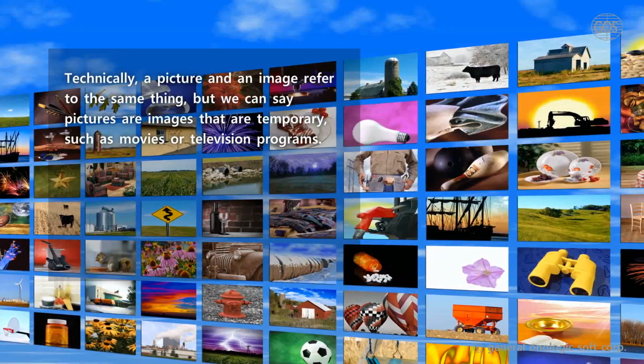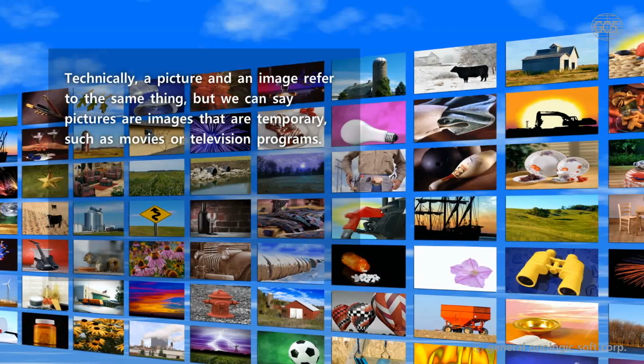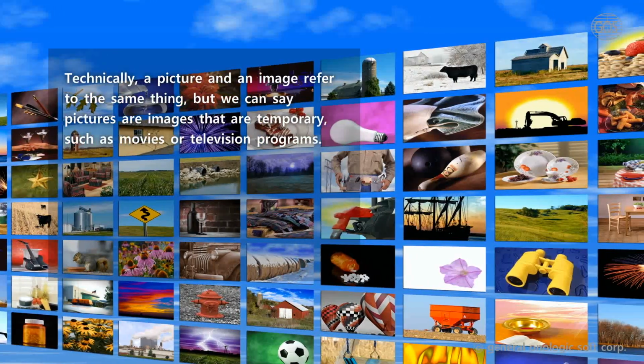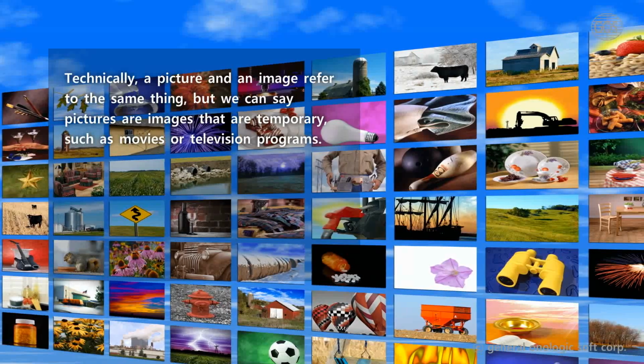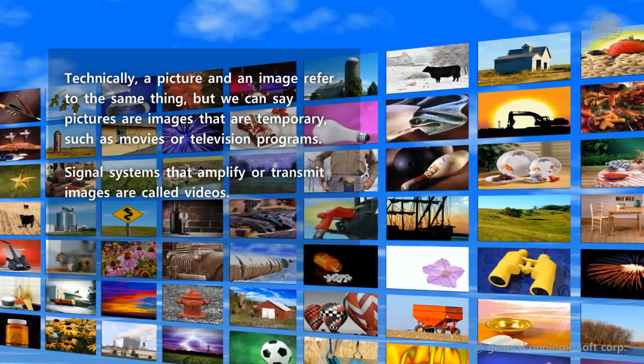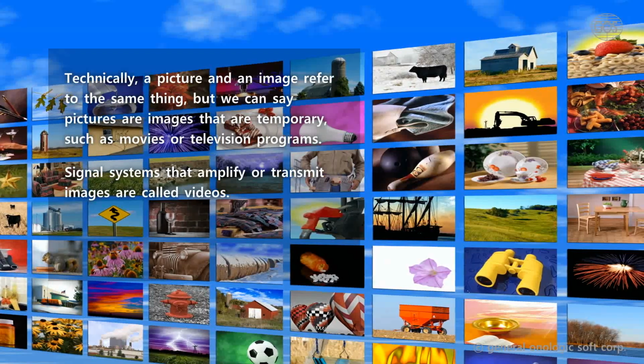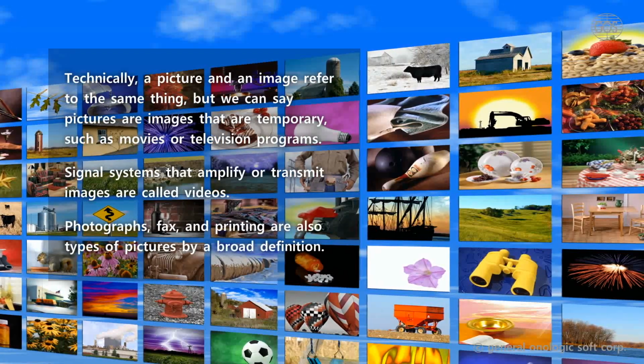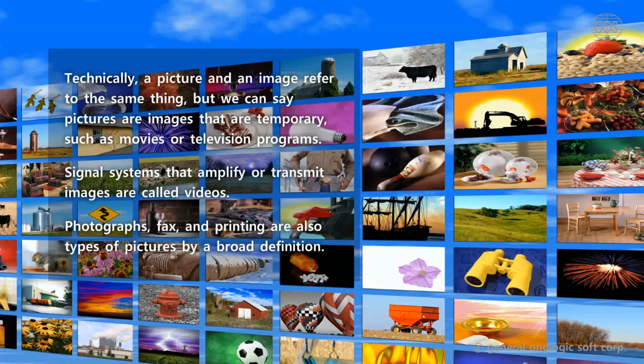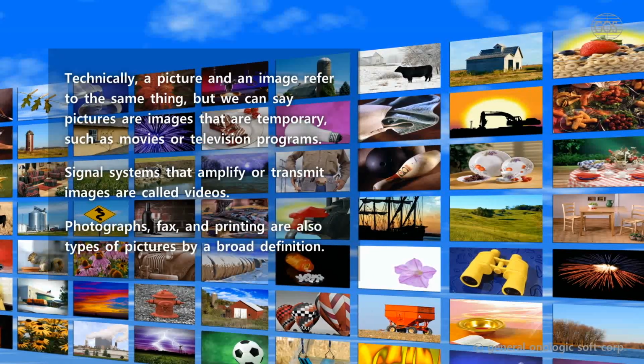Technically, a picture and an image refer to the same thing, but we can say pictures are images that are temporary, such as movies or television programs. Signal systems that amplify or transmit images are called videos. Photographs, fax, and printing are also types of pictures by a broad definition.